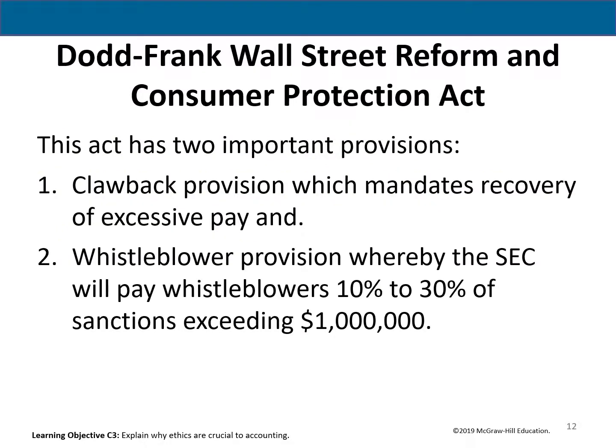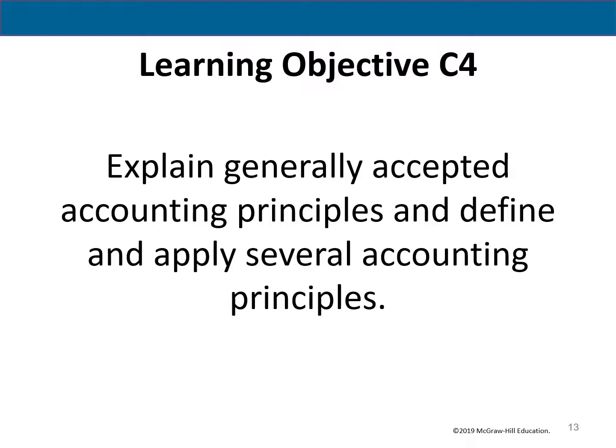There's also the Dodd-Frank Wall Street Reform and Consumer Protection Act. It has two major provisions, and that came out, I think it was in the later 90s. A clawback provision, which mandates recovery of excessive pay, and a whistleblower provision, where if a person within the company knows there's some type of fraud, they can come and bring it to light to the public without any kind of repercussions coming back at them. Okay, so that's some background, some information about accounting that has brought us into today's world.